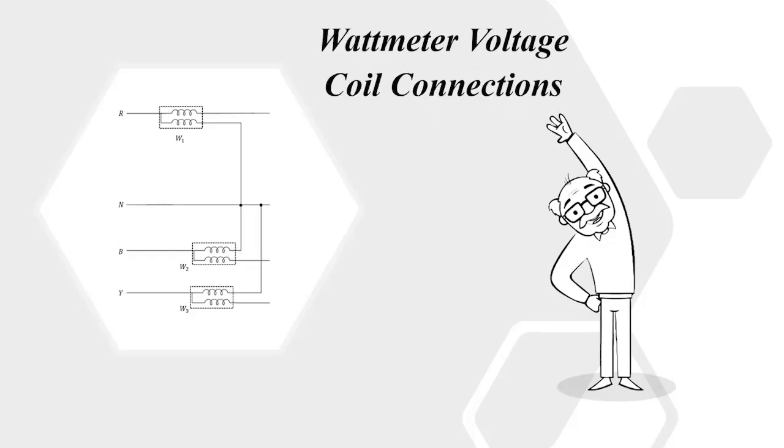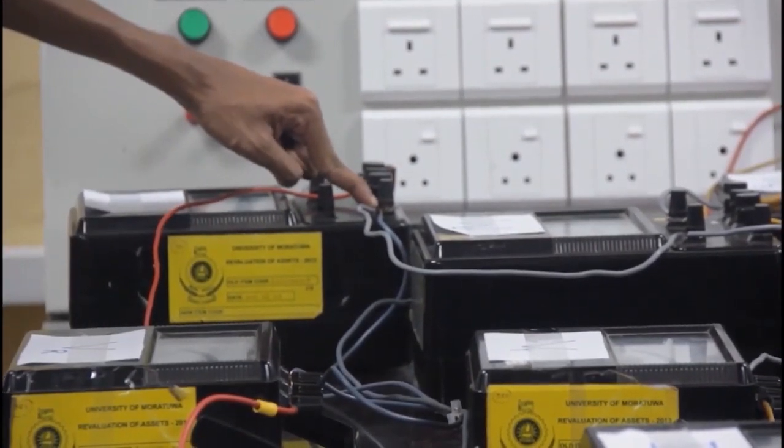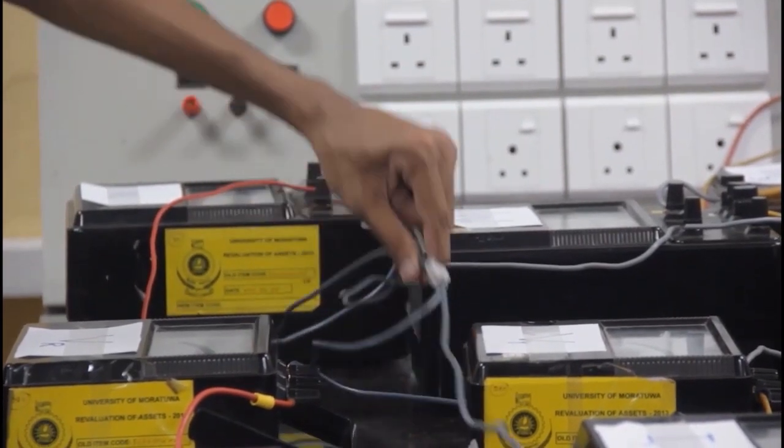Wattmeter voltage coil connections. As explained in the voltmeters, voltage coils of wattmeters also need a common point. The 240 volts wattmeter terminals of phase B, phase Y and phase R are connected together to form the common point, and then the common point is connected to the neutral using a connector.